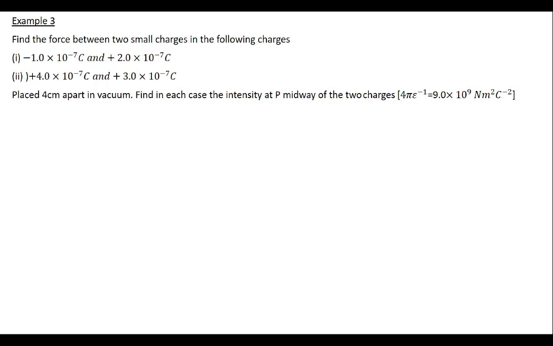So let's go ahead and see what we can do. So solution. For I, we have negative, and then we have positive. This, and then the distance between them is 4 centimeters.